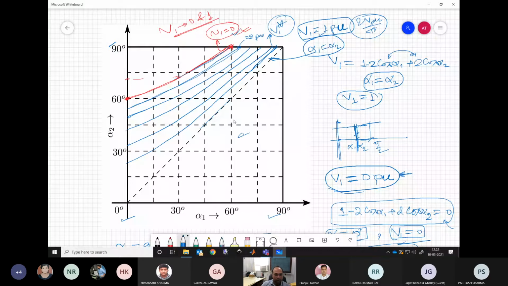Now, what about the other ranges? From here to here we are clear. Now let us see what this range means. Here it simply means that alpha 1 is greater than alpha 2. So if we have a converter operating with these switching angles alpha 1 and alpha 2, can alpha 1 ever be greater than alpha 2? Can alpha 1 cross alpha 2?